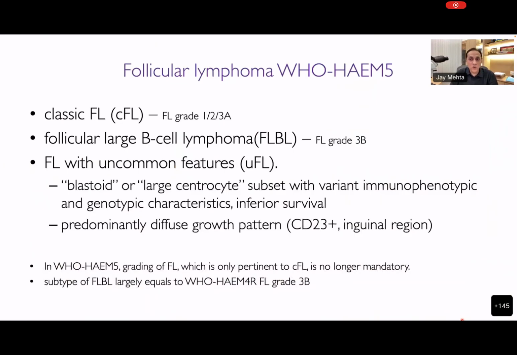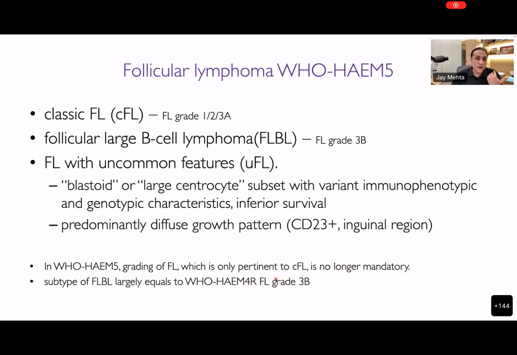Now, the latest WHO classification does away with a lot of headache, and it's very practical because follicular lymphomas grades 1, 2, and 3A are treated in the same way. Only the follicular lymphoma grade 3B is treated differently. It's kind of treated as a large B-cell lymphoma. So the new nomenclature is to just call it a classic follicular lymphoma for grades 1, 2, and 3A. So in the new classification, it's no longer mandatory to grade the follicular lymphoma. You can just call it a classic follicular lymphoma.